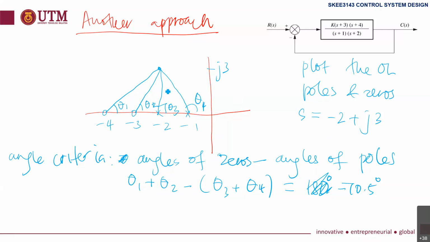You can find it using trigonometry, tangent, cosine, sine to get the value. And later, this is not a closed loop pole. Then we test for another one.